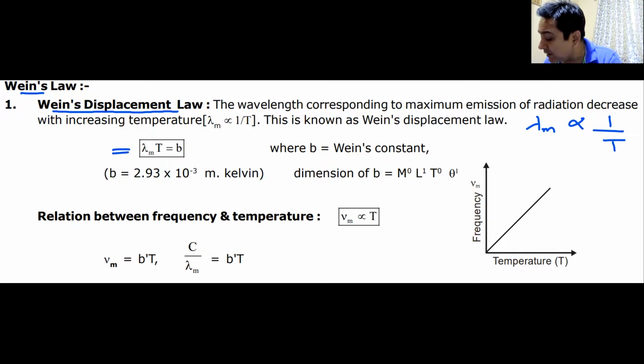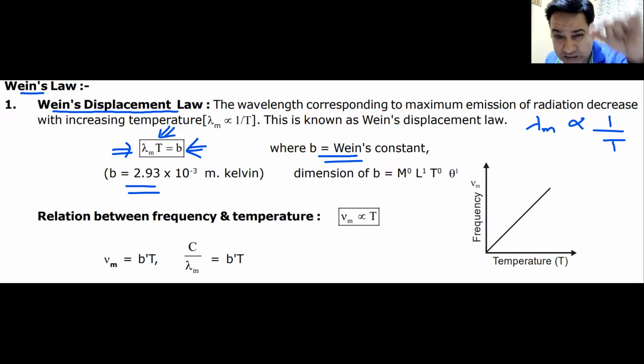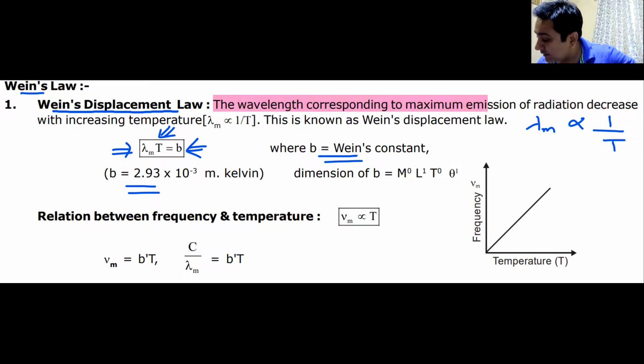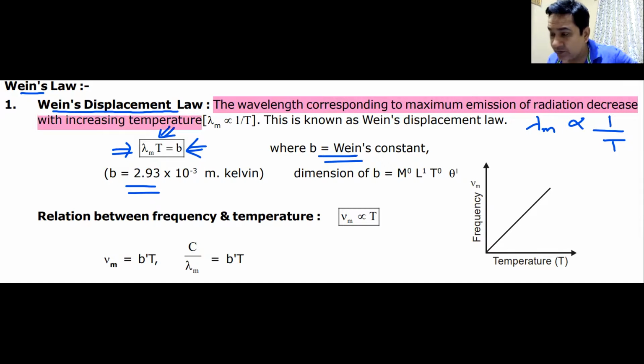That means lambda maximum multiplied by absolute temperature T is a constant. This constant is known as b. This b is known as Wien's constant, and lambda m is inversely proportional to T. This law is known as Wien's displacement law. How do I state it? I state it in this manner, and I hope you understand each and every word of it. The wavelength corresponding to maximum emission of radiation decreases with increasing temperature.